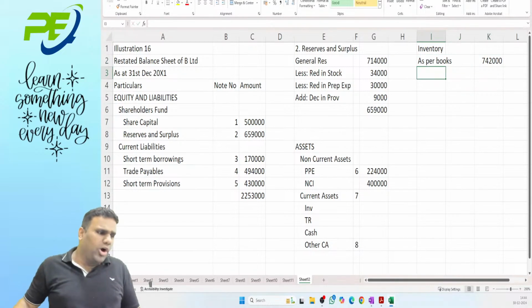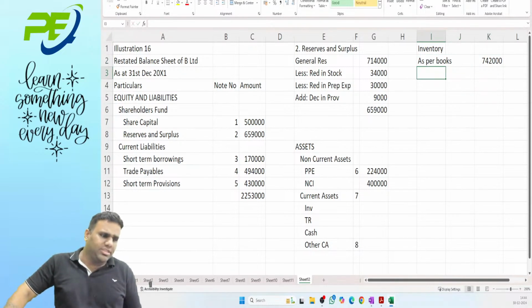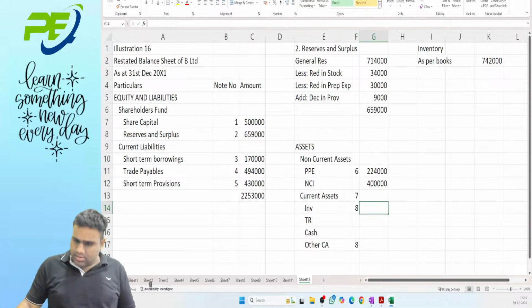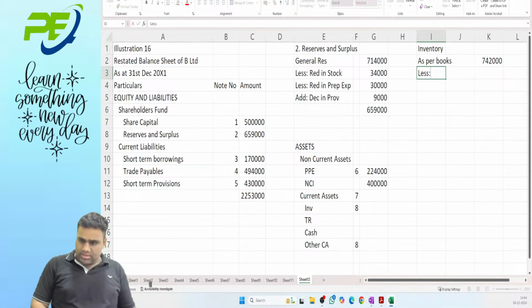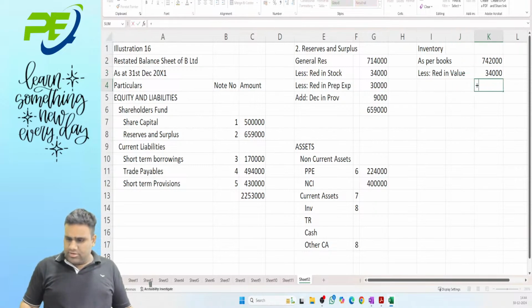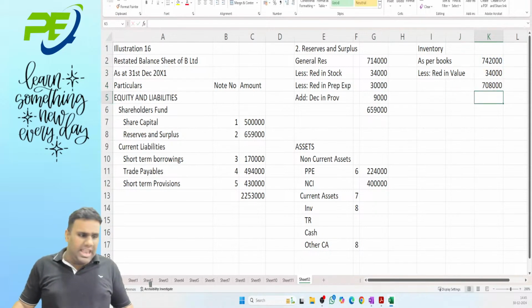742. Now what should I do in inventories? Less, reduction in value. How much? So what is the revised value? 7,08,000.